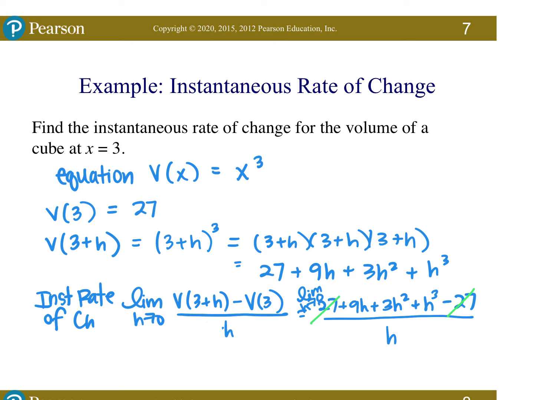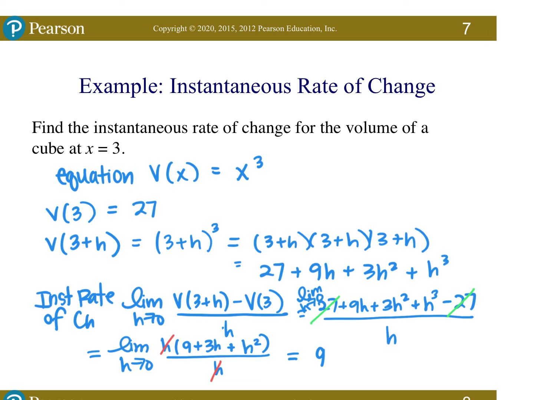And then we factor, and then we reduce. So the pattern becomes very similar each time. We're going to factor out an h, which would give me 9 plus 3h plus h squared, all over h. Then I can reduce the h that I factored out, and then I can be done with algebra. And the algebra then allows me to plug 0 in, so I'll get 9 plus 0 plus 0, or 9. And so the instantaneous rate of change at this moment is 9.